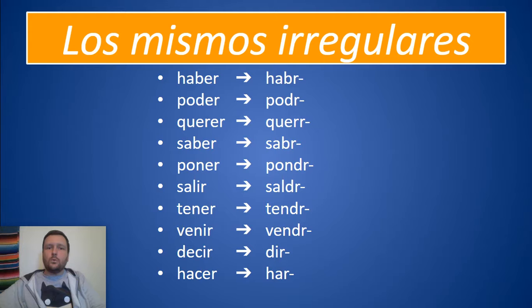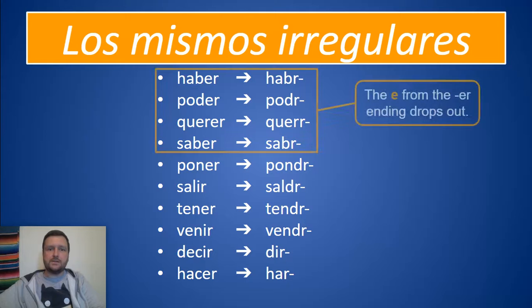Now, we do have some irregular stems. They're the same irregular stems that the future tense had. There's 10 of them that we need to remember. Now, the first 4 on this list, we take the infinitive and we just drop the E from the standard ER ending. So haber becomes just habr. And we would say habría, there would be. Podría, I would be able to. Querría, I would want. And sabría, I would know.